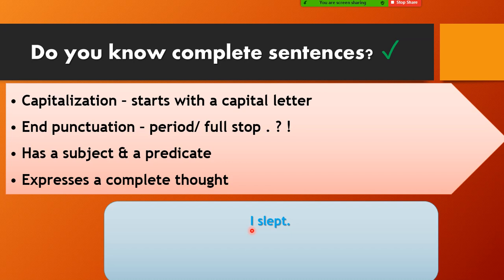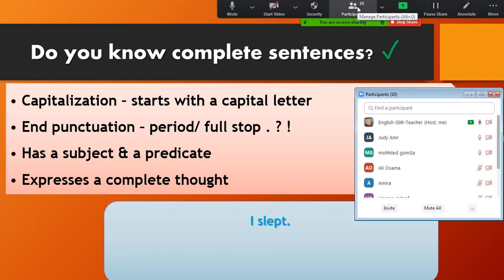A noun or pronoun? It's a pronoun. That's why we call it a subject pronoun, because "I" here came in the subject position. And what about "slept"? It's a predicate verb. Yes, excellent. It's a predicate verb because I don't have a complement for it, so it's the verb and the predicate at the same time.